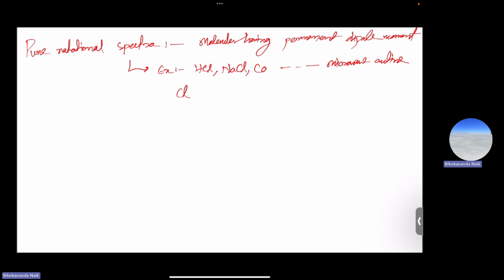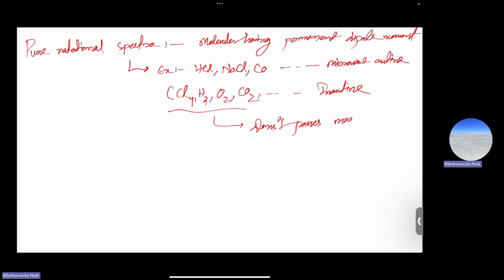However, CCl4, H2O2, CO2, all these are inactive as they don't possess a dipole moment.